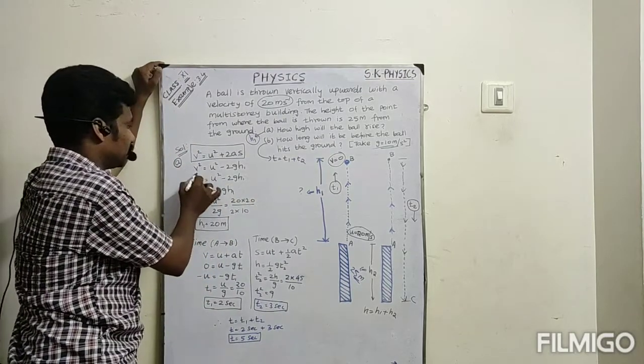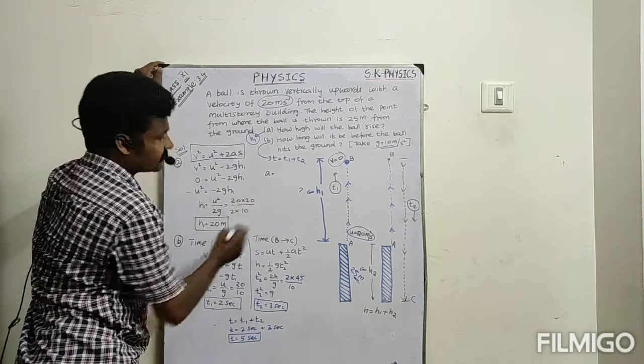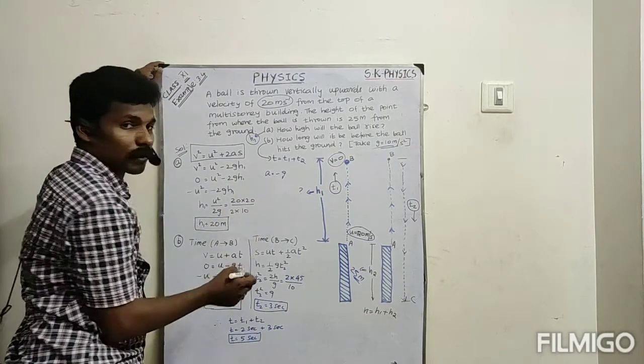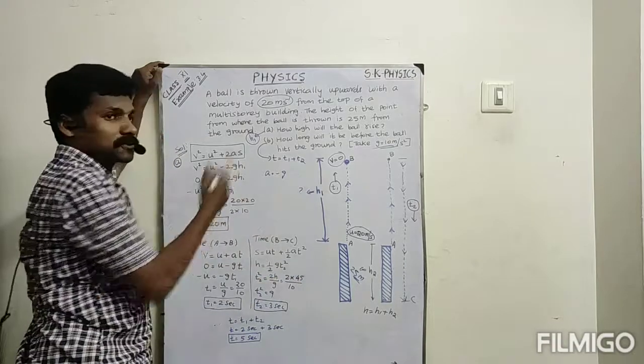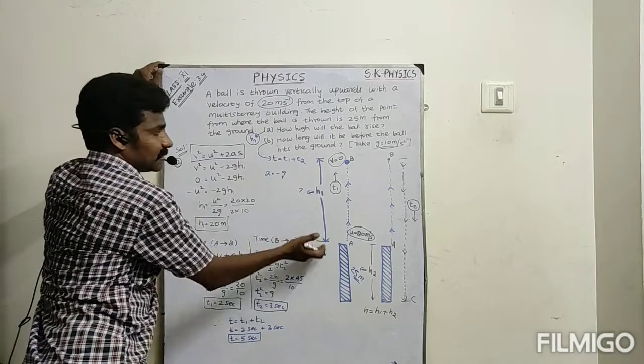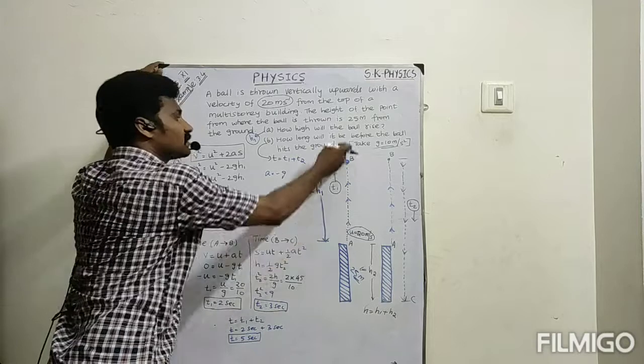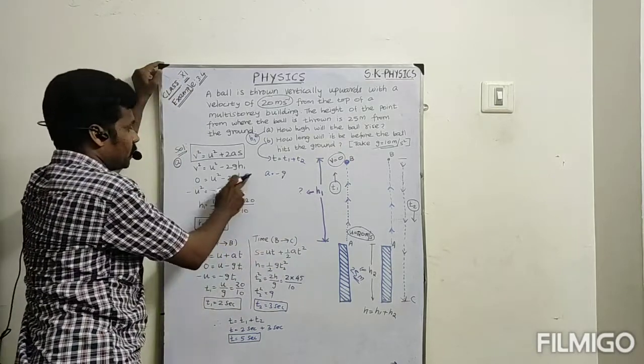The same thing, v squared equals u squared. Now acceleration I take as minus g. Why? Because it is moving opposite to the gravity. So a is equal to minus g. Then s is nothing but the displacement or the change in position. So the change in position is h1.